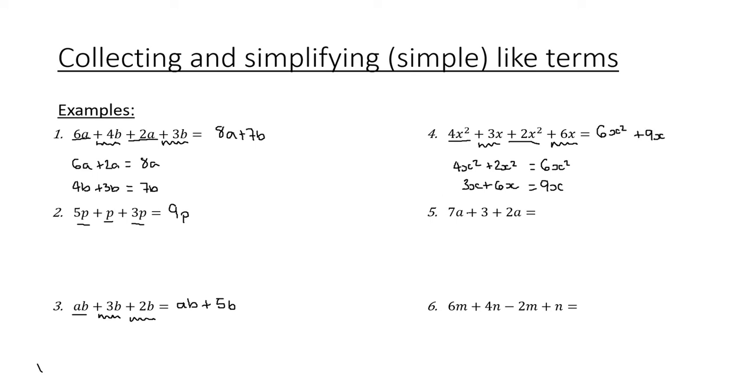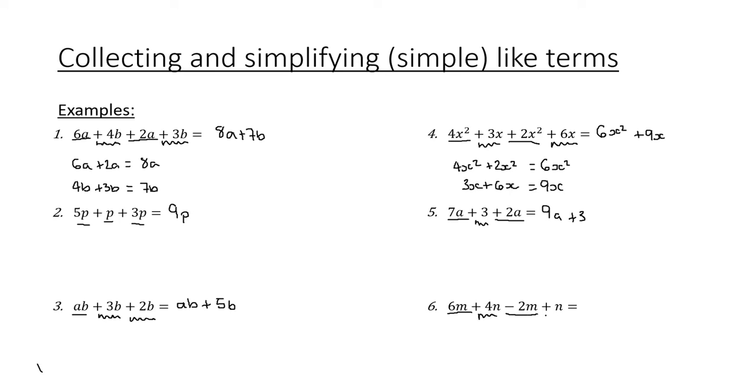Question 5, 7a plus 3 plus 2a. So what's our like term? 7a is a like term to 2a. Our plus 3, as an integer on its own, hasn't got anything else to it. So 7a plus 2a gives us an answer of 9a, and then plus 3, because there's nothing else we can do with that integer. And finally, 6m plus 4n minus 2m plus n.